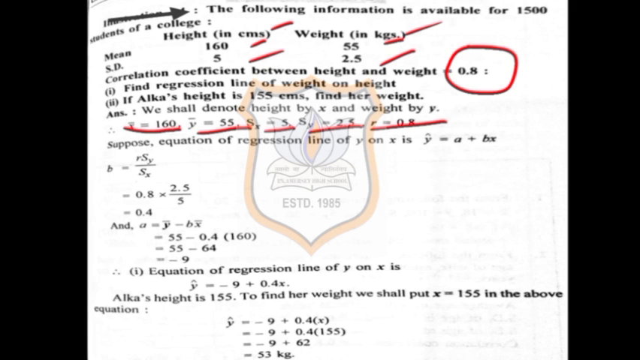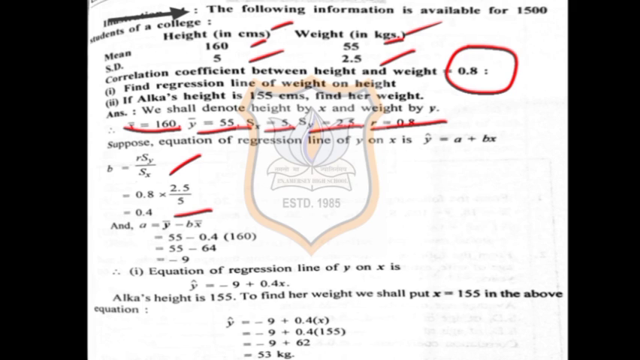Now what we are supposed to do? We have to find the regression line. So for finding regression line, what is the formula for b? r Sy upon Sx. What is r? 0.8. Sy is 2.5, Sx is 5. So when you substitute, you will get the value of b as 0.4.